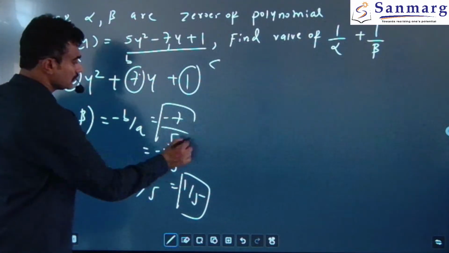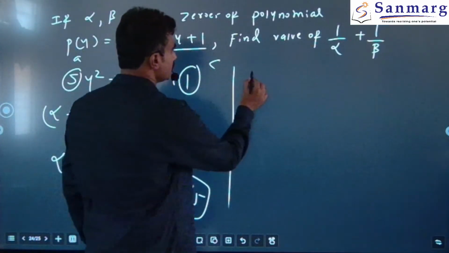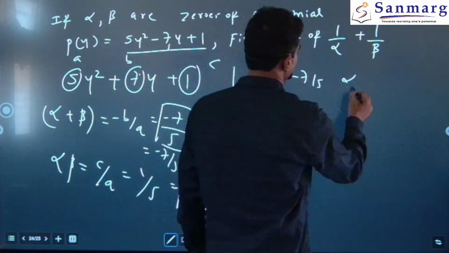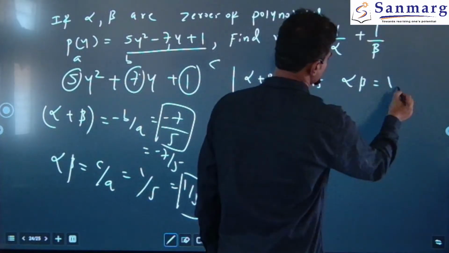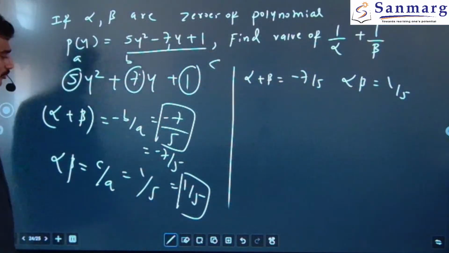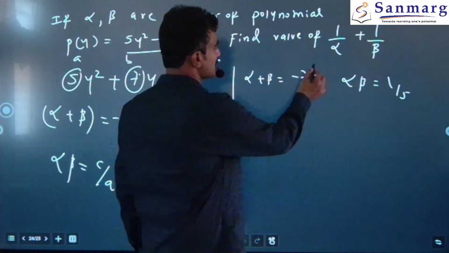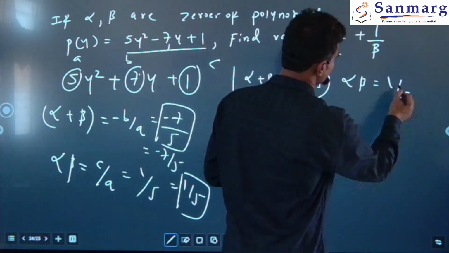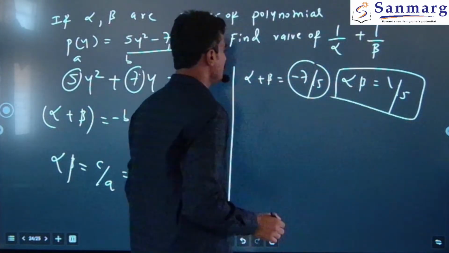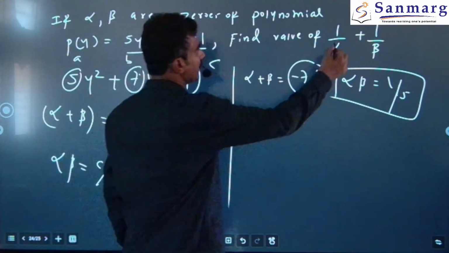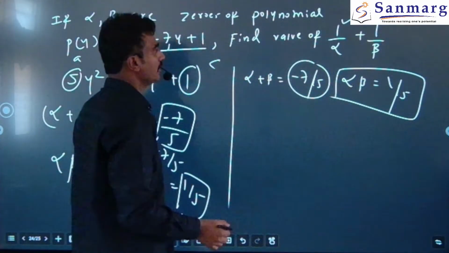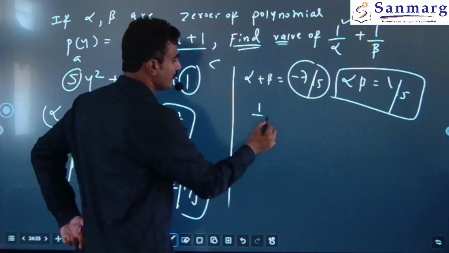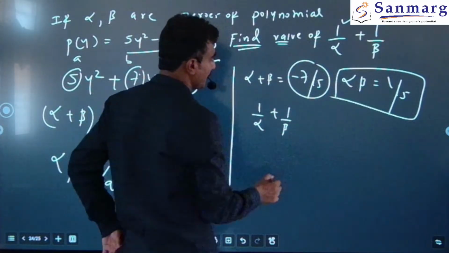So we got alpha plus beta is equal to minus 7 by 5, and alpha into beta is equal to 1 by 5. By using these two, we can find the value of 1 upon alpha plus 1 upon beta. So how can we find 1 upon alpha plus 1 upon beta?